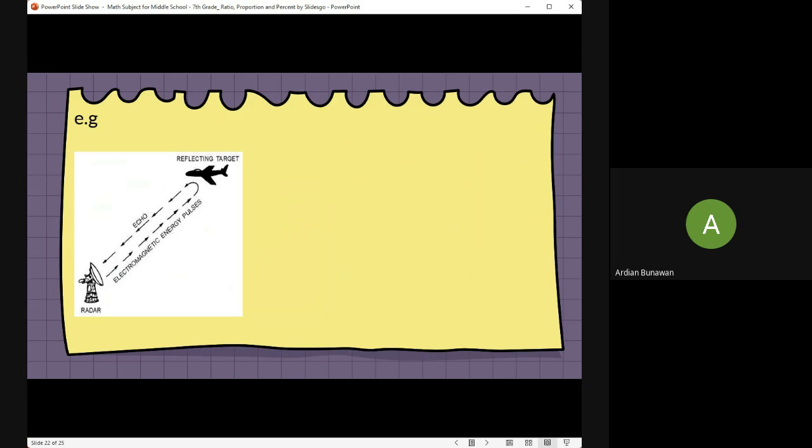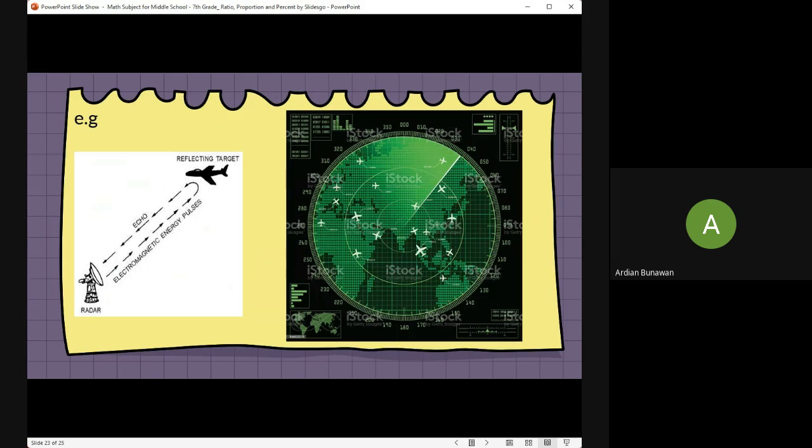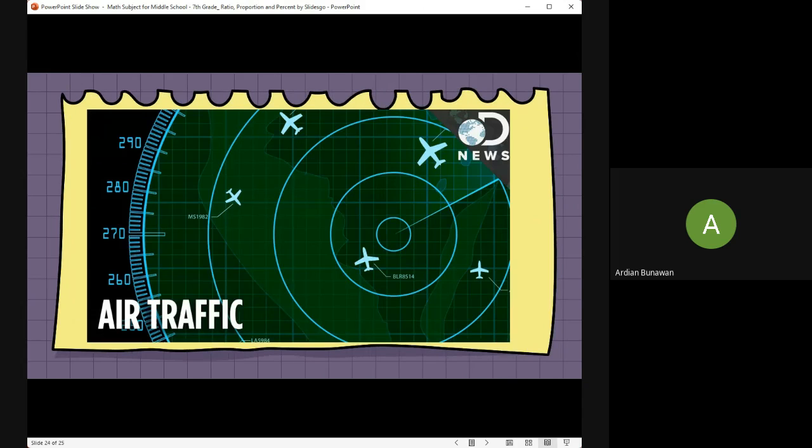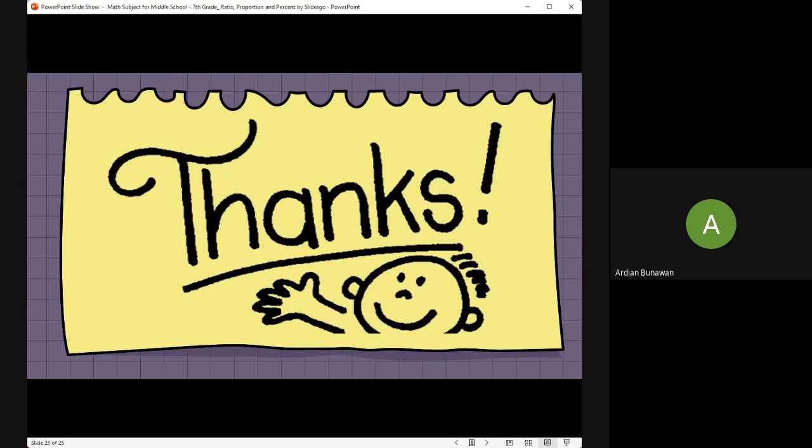And this is the real life application. We mainly see it in radar, like this one. But besides the angle and the radius, there's a lot of other information. Thank you, everyone. This is my presentation.